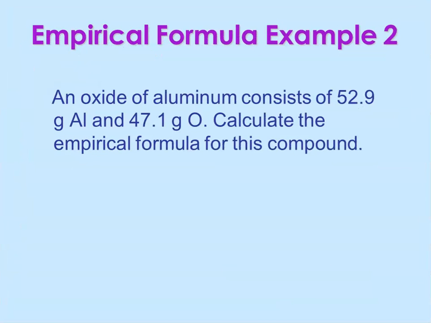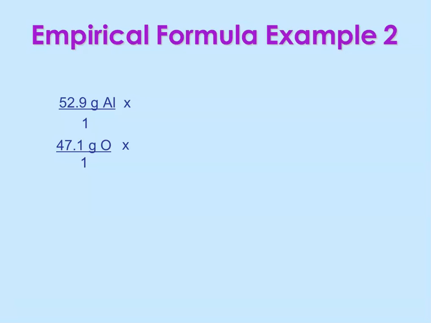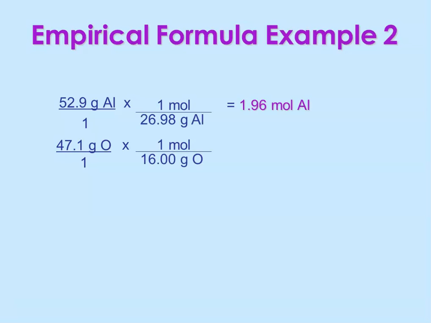This time I'm giving you masses. You have 52.9 grams of aluminum and 47.1 grams of oxygen. We're going to calculate the empirical formula for this compound that just has two elements present. So again, we start with our grams. We convert our grams to moles. That gives us moles of aluminum and moles of oxygen.